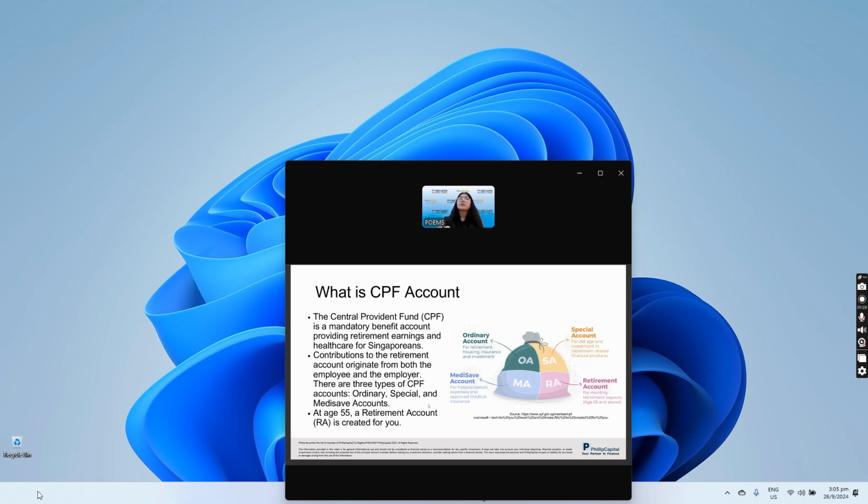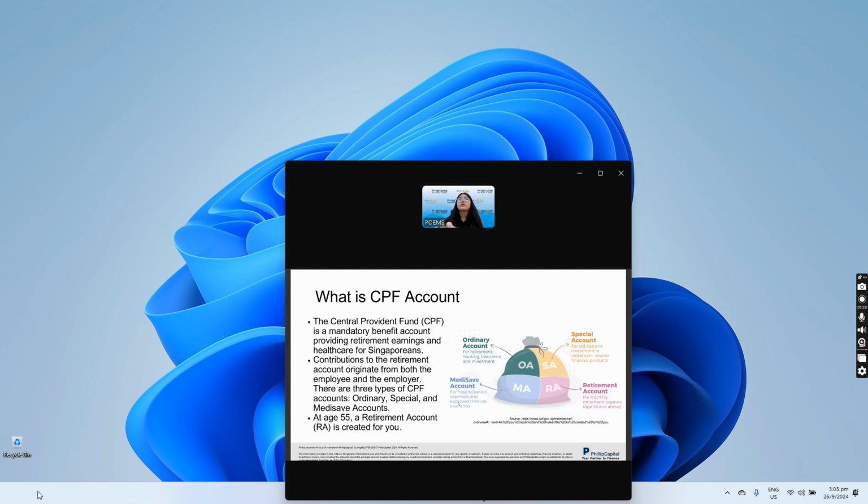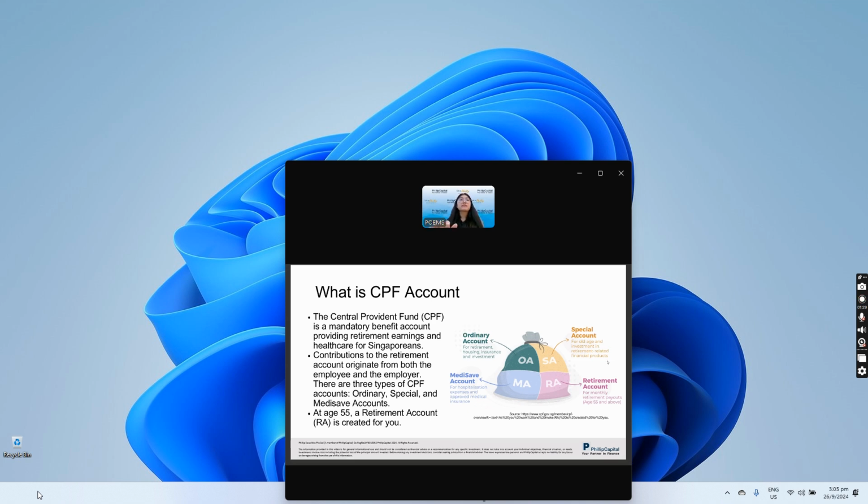Basically we have the OA, ordinary account, and then the special account. MediSave account is more like insurance, if you're hospitalized, you get a little bit of protection from the government. And also the retirement account, which is created for you at age 55. So basically, we Singaporeans have those accounts to protect you at your golden age.